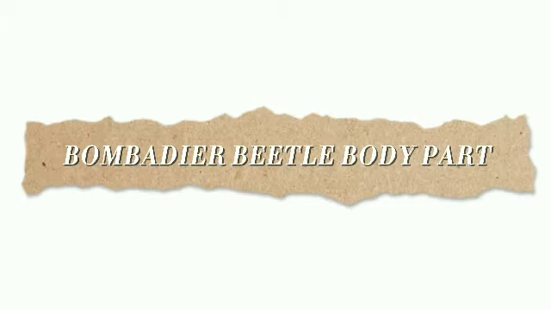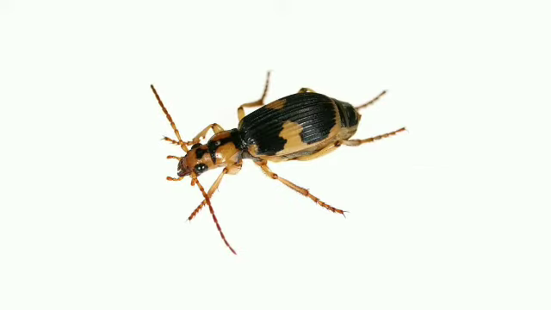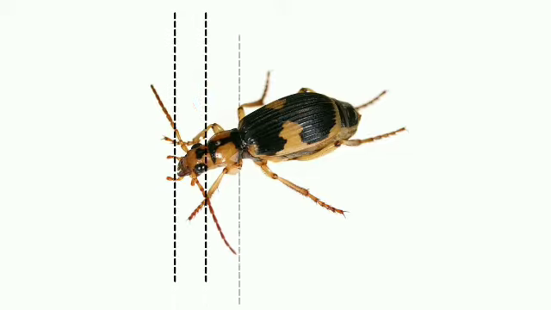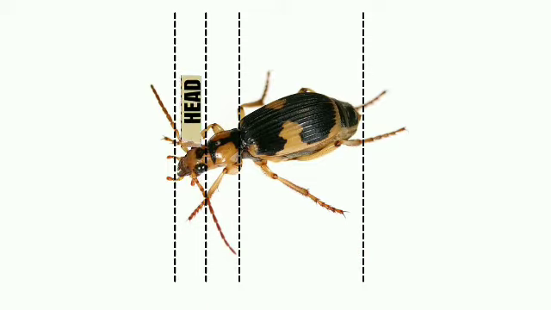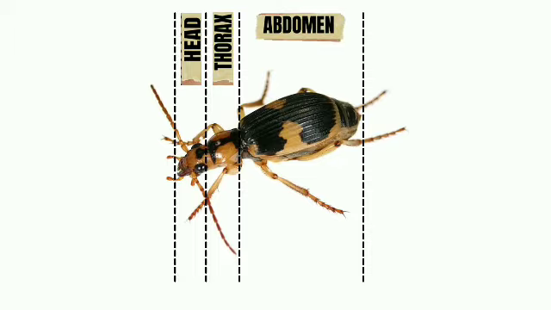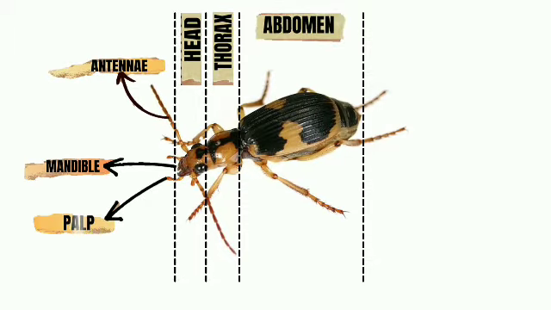I am Akila and I will continue with the next part of our group presentation, which is the body parts of the Bombardier beetle and where it lives. So as you all know, insects have three body parts, which are head, thorax, and abdomen. Firstly, I will start with the head part. The head part consists of antenna, mandible, palp, and compound eyes.